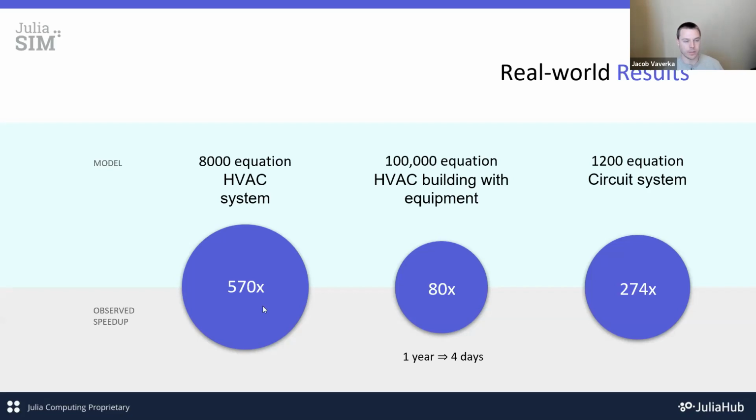And I've shown you two HVAC examples. This isn't limited to that. It's really any industry. So on the far right, we have a 1200 equation, nonlinear circuits model with a 274 times speed up. And so really any set of differential equations is fair game here.